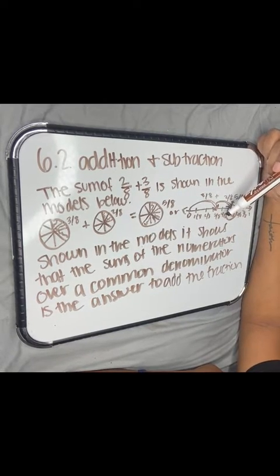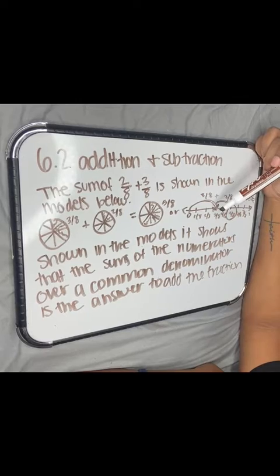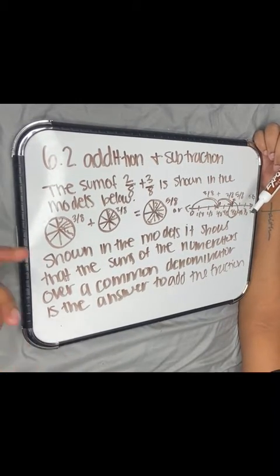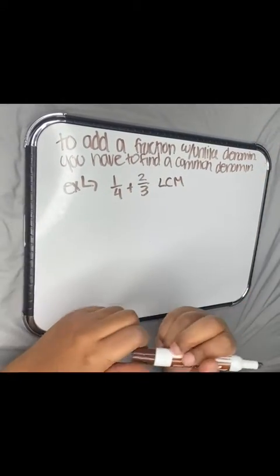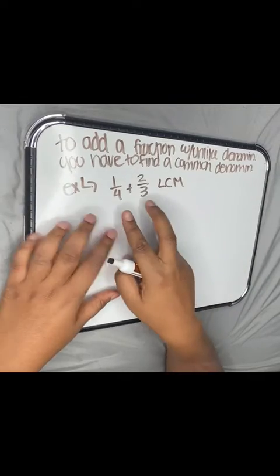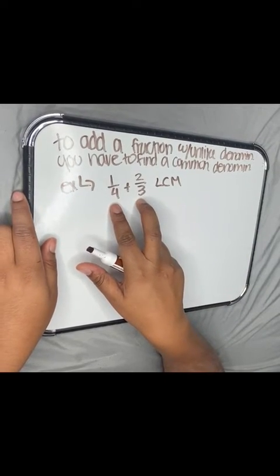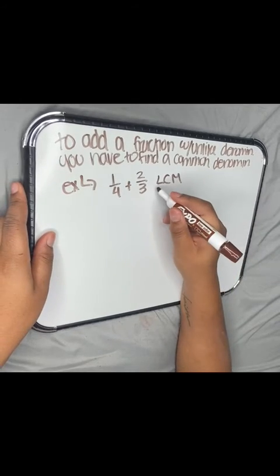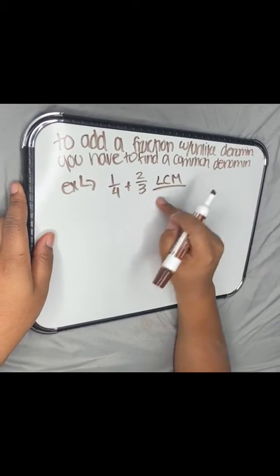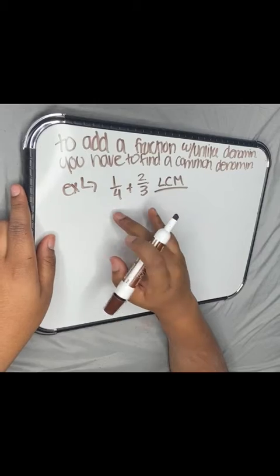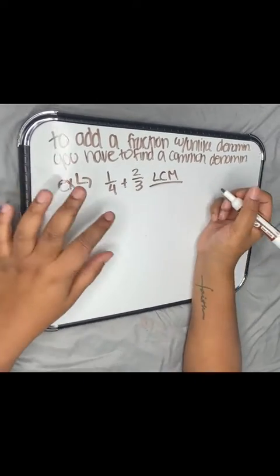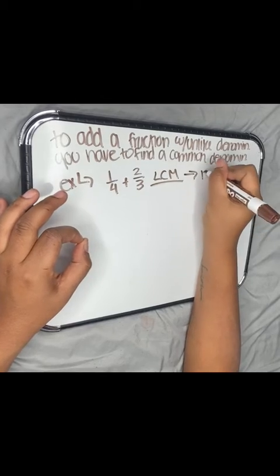So the models above show that the sum of the numerators over a common denominator is the answer to how you add the fractions. Okay, to add fractions with unlike denominators, meaning that the two bottom numbers are different, you have to find a common denominator. It is easiest to find a common denominator by using the least common multiple, which is asking: what number can these two numbers go into? What is the lowest number? So for this equation, that number would be 12.